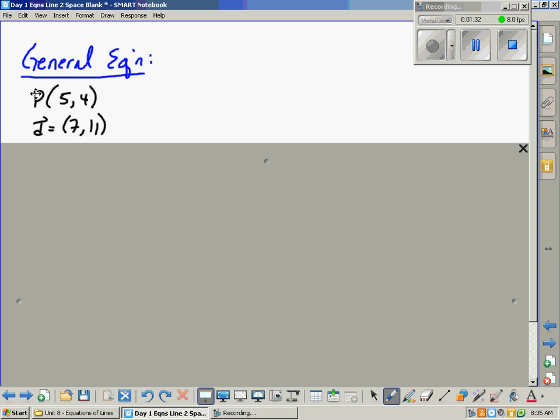Okay, so the first part is the general equation. And the general equation looks like this.